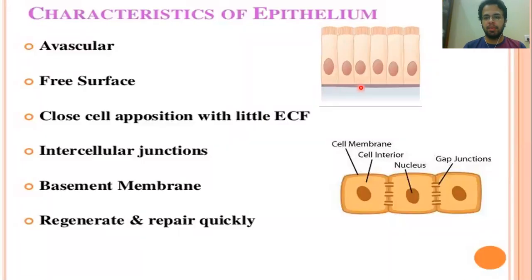This is the basement membrane. This is a type of connective tissue. This is the basement membrane. So the epithelial cells are closely attached to each other. There is a very small space between the epithelial cells. The nucleus is present in the epithelial cells, and the epithelial cells are lying on the basement membrane. This is the basement membrane, right?